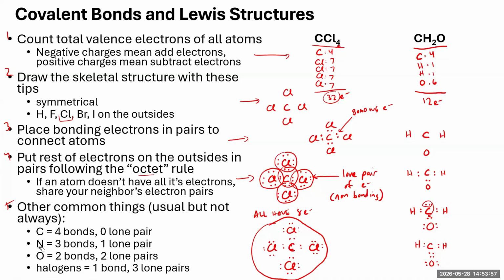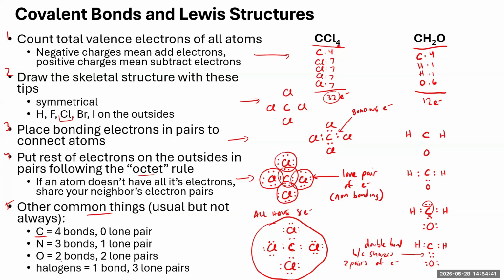So this is the Lewis structure of CH2O. Now, one thing I want to point out is there's other common things, right? Carbon has 4 bonds. One, two, and this is a double bond because it shares 2 pairs of electrons. So let me write that. Double bond because it shares 2 pairs of electrons.